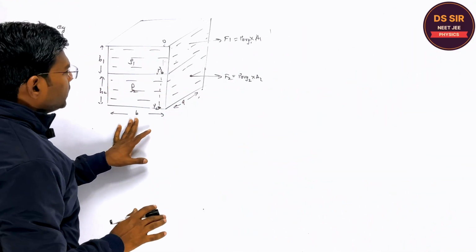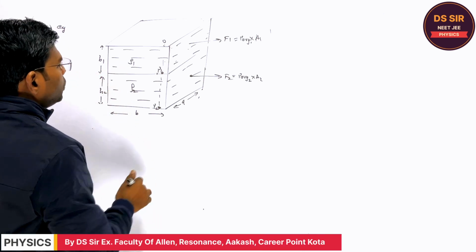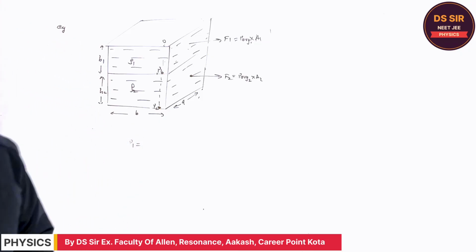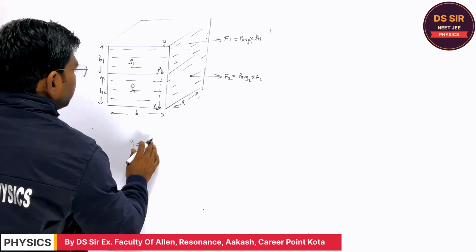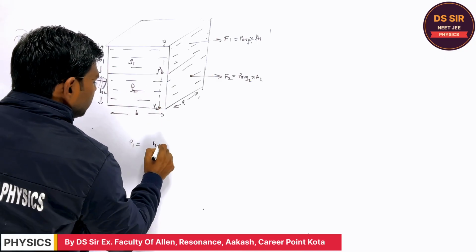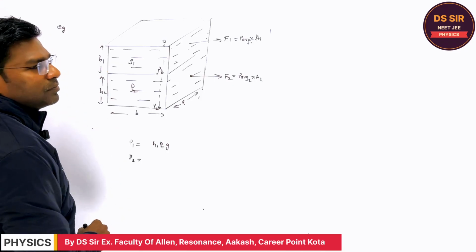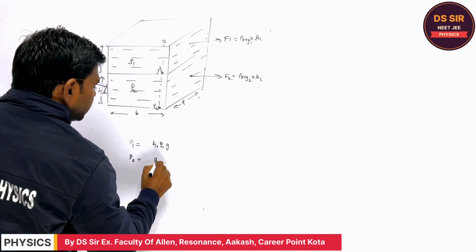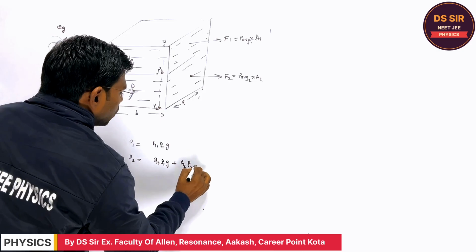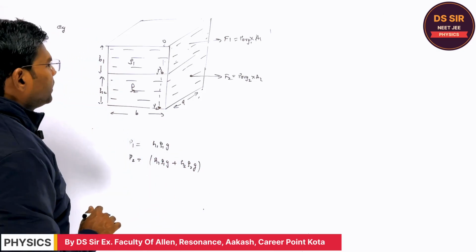Okay, so listen one thing. Is this the density rho 1 and this the density rho 2? So I will write first the pressure P1 at this point, right? And what is the pressure P1 at this point? Excess pressure H1 rho 1 g. And the P2 at this point, the pressure is what? Say H1 rho 1 g plus H2 rho 2 g. This is the pressure. Now it is correct, right?